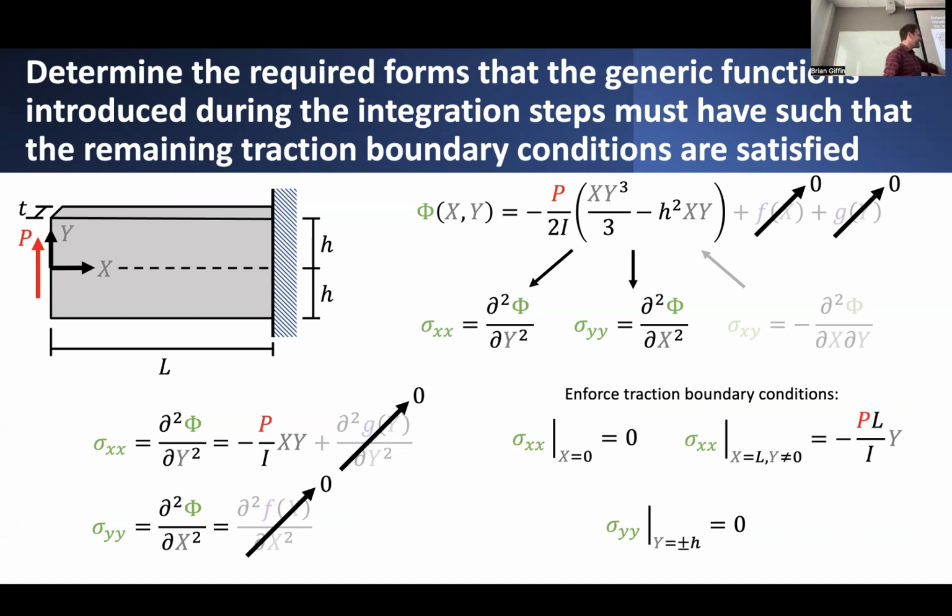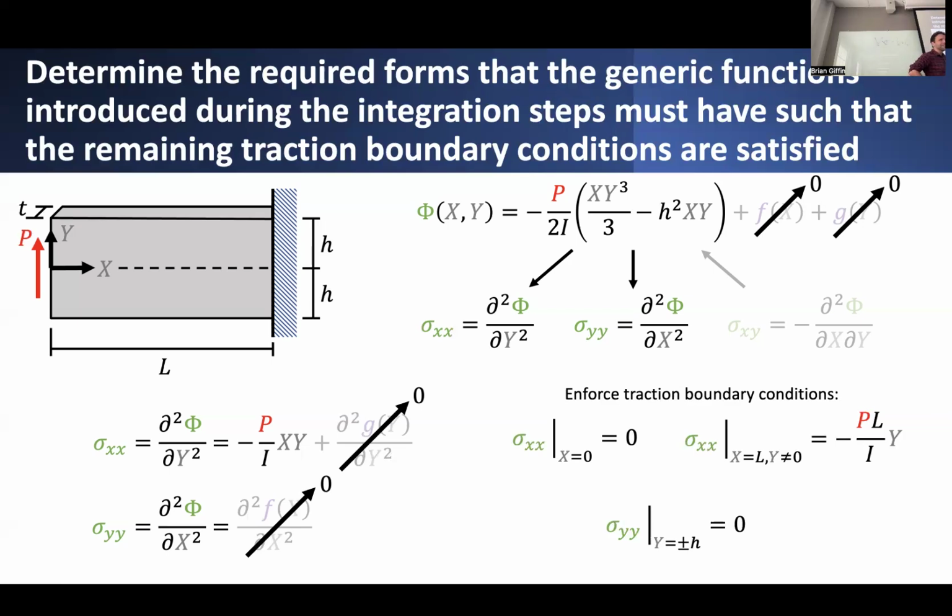So we can get rid of it, and in that way we can enforce our boundary conditions on the yy stress on the top and bottom surfaces. Now for the other condition, constraints on sigma xx, well, I know I'm not confining what's the stress on this surface, or in other words, I'm saying that this normal stress, sigma xx along this face should be zero.